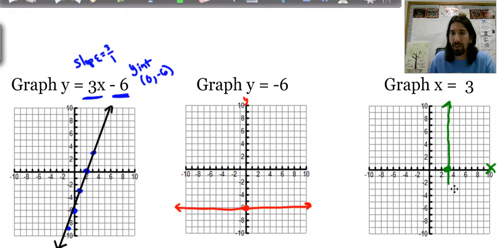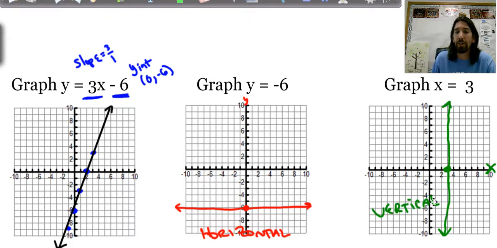Okay, so that's how you can graph what we call horizontal and vertical lines. This is a horizontal line because it goes left and right. And this is a vertical line because it goes up and down. And notice for these two lines, this only had a y, this only had an x, so they were horizontal and vertical. If the line is slanted, it's got to have a y and an x.